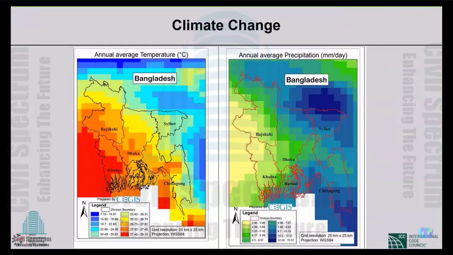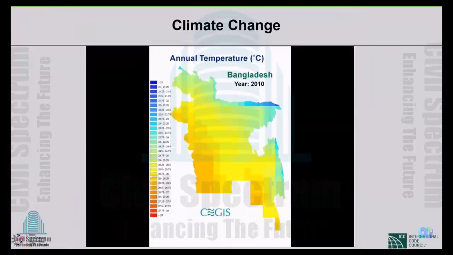Here are the temperature differences in the future, and the rainfall. The southwestern part will be warmer and rainier, and heavy wet conditions will be in the northeastern and Chittagong areas. And here is one simulation. If you look at it year by year, it becomes orange and red colors. Slowly, it's going up over 100 years.